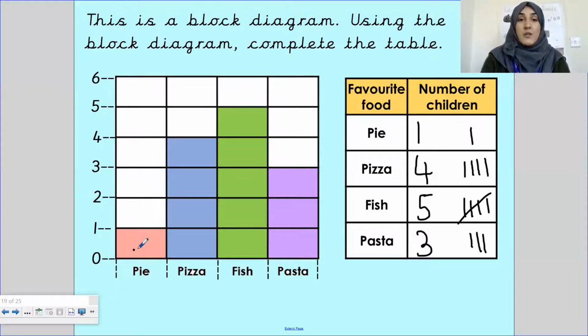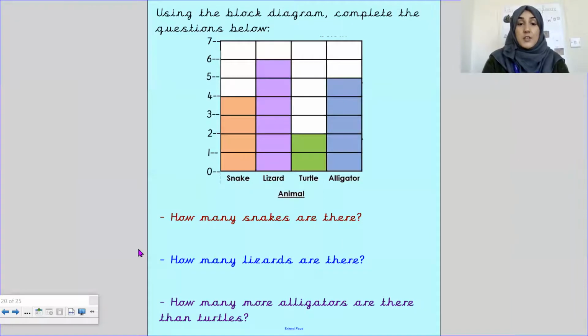Okie dokie. Now, let's move on to the next part. So again, we're going to look at this block diagram, and it says animals at the bottom. So these are all of the animals that are present in a zoo. It says, how many snakes are there? Show me on your fingers, Morris class. How many snakes are there? Look at the block diagram. Well done. There are 4 snakes.